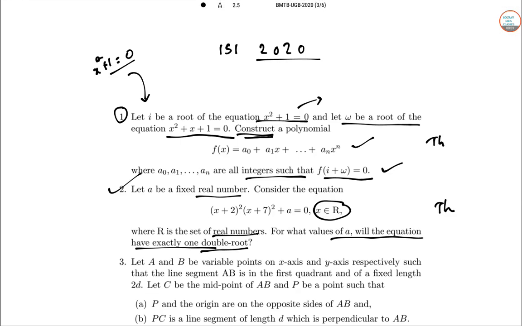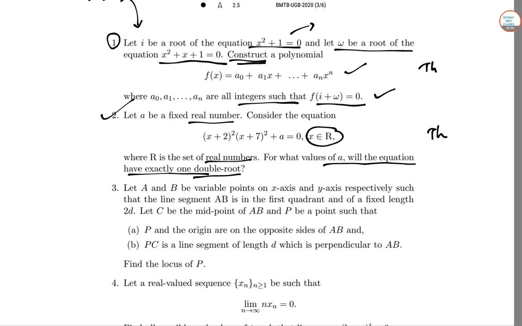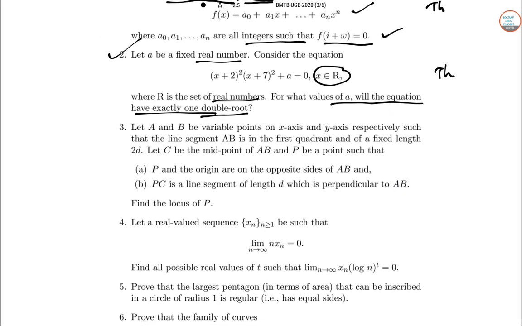Hello dear students, today we are solving the ISI 2020 paper. I have already solved 1 and 2. So in this video I will be doing from 3, as I promised. So let's have a look.